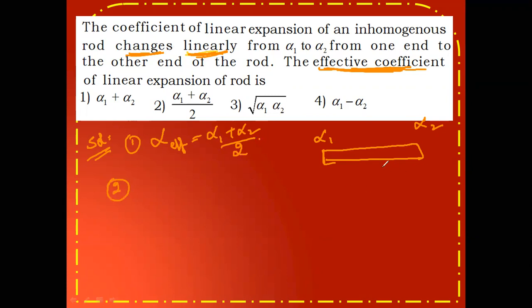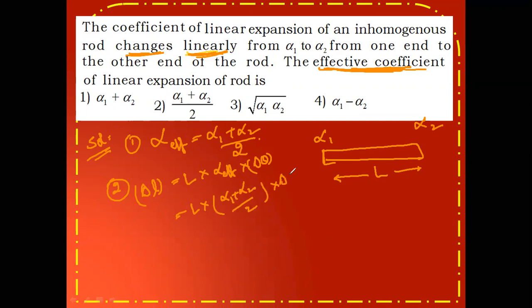Second, if the length of this rod is L, they will ask a question: what is the linear expansion of the rod? The linear expansion of the rod is equal to the length of the rod multiplied with alpha effective multiplied with the rising temperature. So this is equal to L multiplied with alpha effective, which is alpha 1 plus alpha 2 upon 2, multiplied with delta theta. Delta theta is the rising temperature.